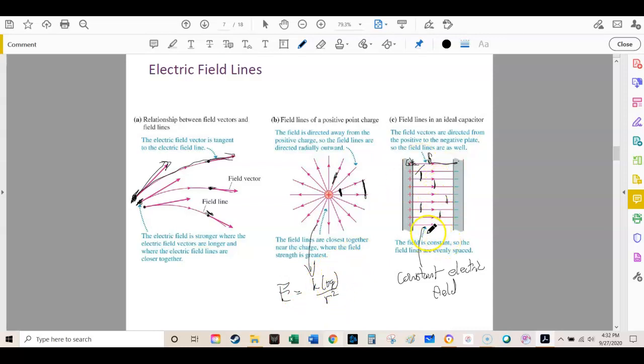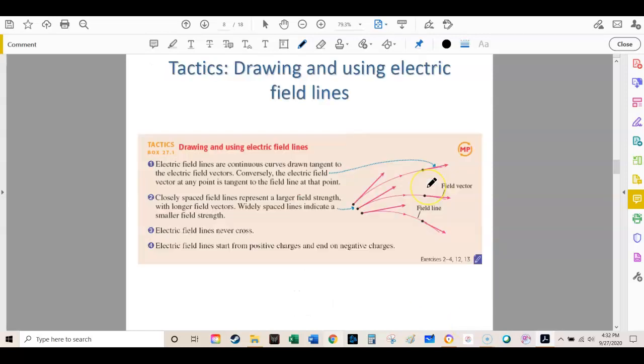So what you have to do is solve it a different way, and we'll talk about that later on. But right now we're just concentrating on this, but I wanted to point out that with a capacitor, one of the purposes is to actually create a constant electric field in the center, okay? So that is an ideal capacitor.